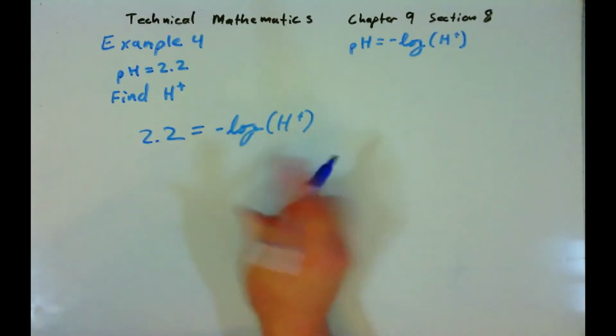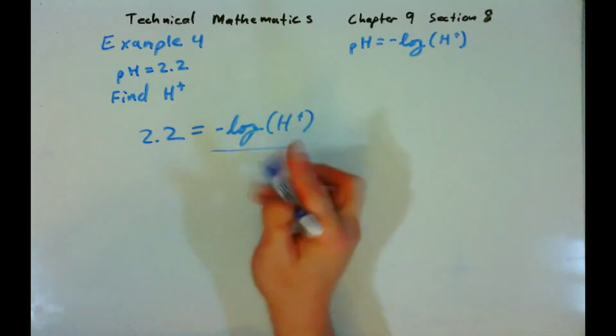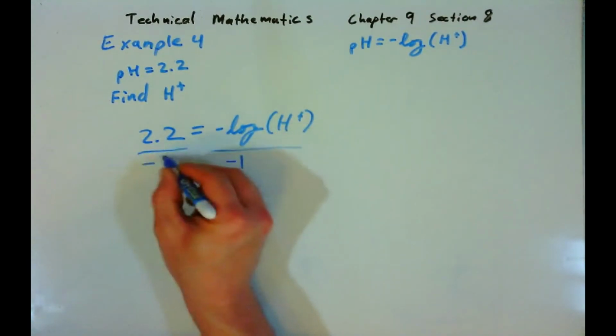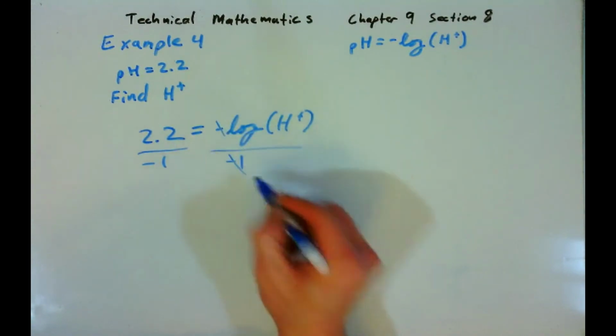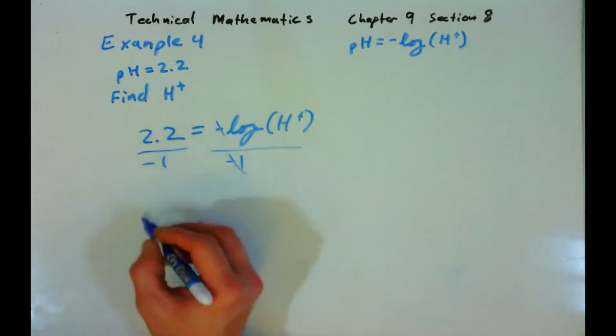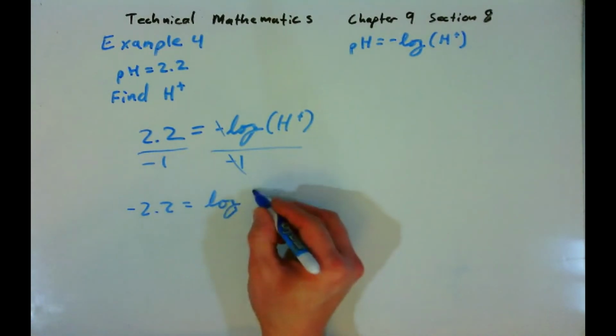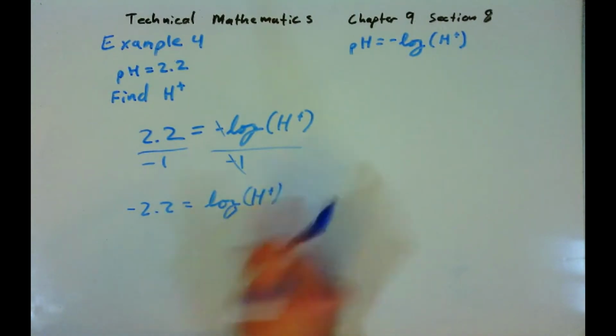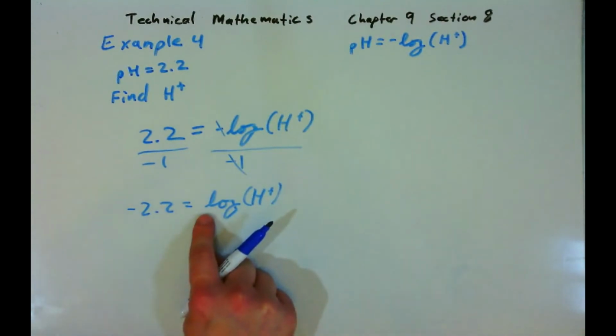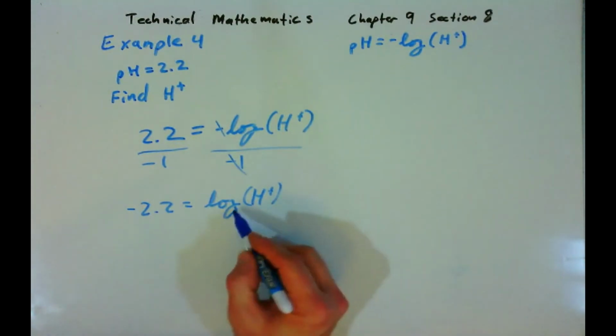First thing I need to do is get rid of the negative. I usually don't like negatives being with my logarithm. I'd rather that be on the other side. And so 2.2 divided by negative 1 is negative 2.2. And this will be equal to a positive log of H+. So again, I want log to be positive if I can.